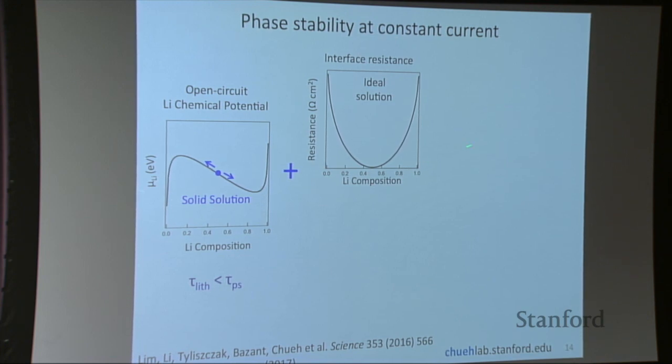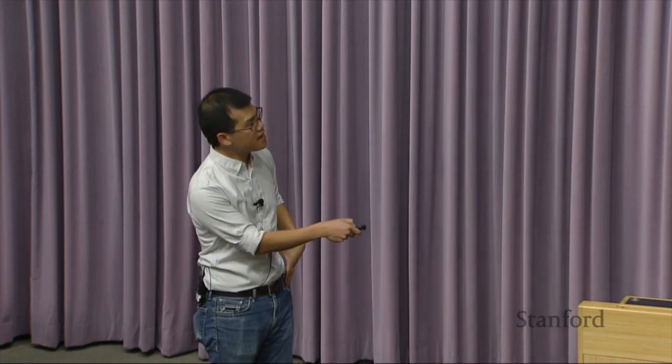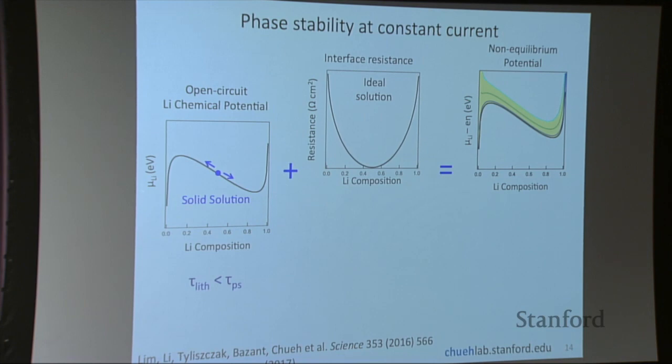So now what you can do is you can take the current and multiply that by the resistance, and add it to the open circuit voltage. When you do that, you get something like this. This is the resulting voltage curve under cycling. And you can see this downward bending curve maintains the same shape. And this is because the resistance is very high for having no lithium, the resistance is very high for having a lot of lithium, and the resistance is almost zero when it's half filled.